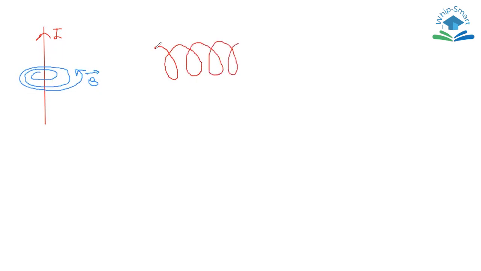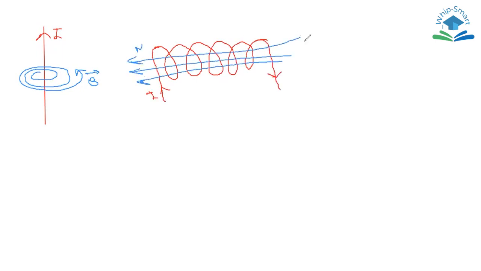This is the coil. If current flows through this coil, then magnetic field will also be generated like this. This will be north pole and this will be south pole. Okay, so this will be named as a solenoid. Basically, it is a circular coil in which magnetic field is generated. The direction of the magnetic field can be found by your right-hand rule that we will discuss later.